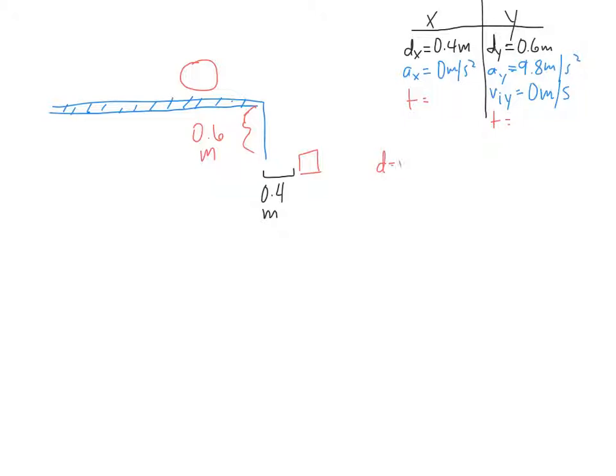d is equal to v_i t plus 1/2 a t squared. So that's 1/2. Plug it in. We get 0.6 meters is equal to v_i t, where v_i is 0, so that crosses off, plus 1/2 times 9.8 meters per second squared times t squared. Solving for time, you should get 0.35 seconds.